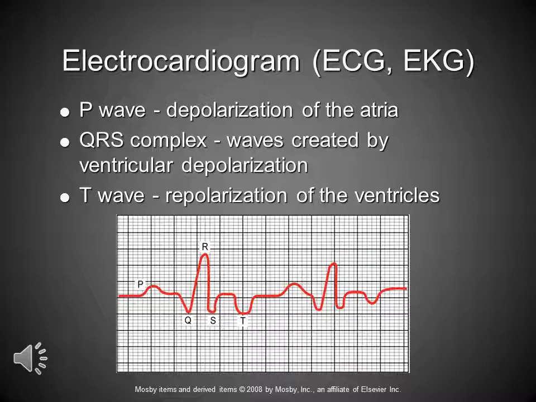You never see it. P wave is depolarization of the atria. QRS is depolarization of the ventricles. T wave represents repolarization of the ventricles. There is then a brief period of diastole, then we start the process all over again.